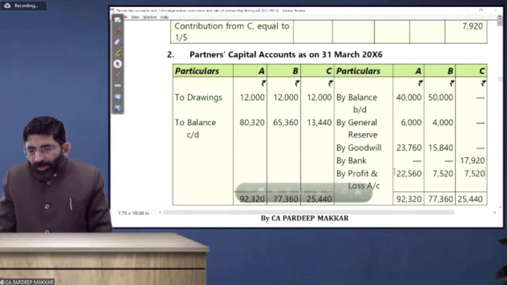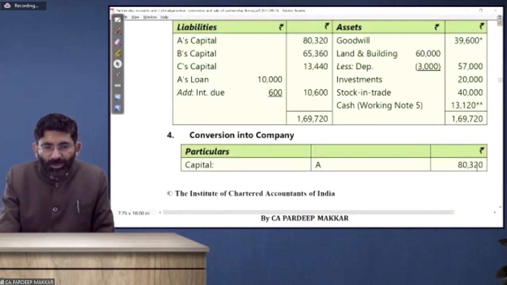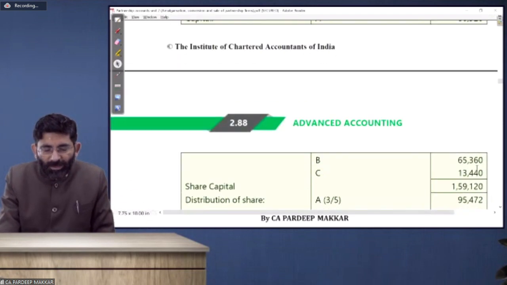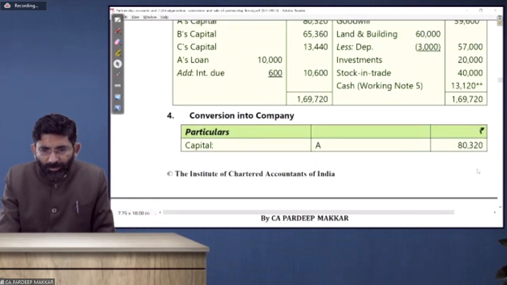So this profit is to be calculated now. This profit is not given to us. For that, we have to prepare profit or loss account for the current year, or we have to make adjustment for that. Balance sheet.